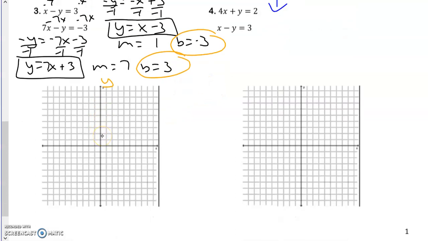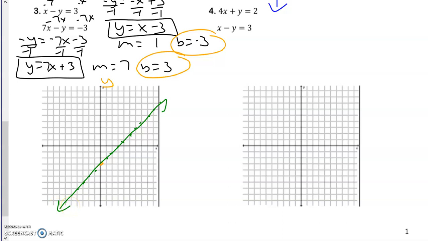I'm going to do the first equation, and we start at -3, and then we go up and over. Up 1 and to my right 1. After I go there, I go left, down 1 and to my left 1. Connect the points, and we are done.